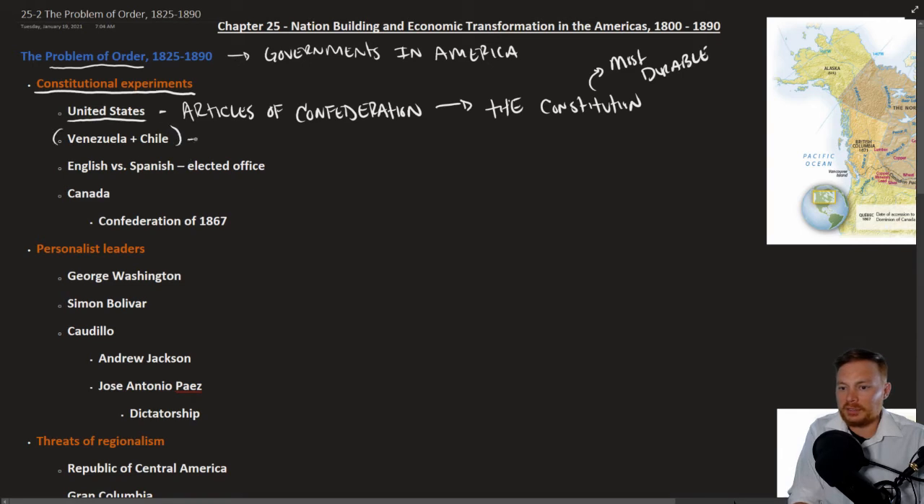Venezuela and Chile, for example, in the first 20 years of their existence, went through something like 7 to 9 different constitutions, just to show how changing this could be. Nations could essentially write constitutions every 10 years if they required. And one of the reasons we can attribute more stability in the case of the United States and even in the case of Canada was the fact that the English colonies had experience with elected office. The Spanish colonies had no experience.